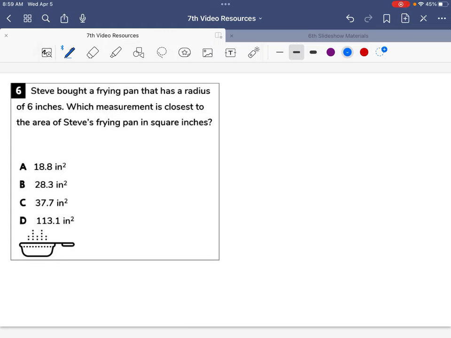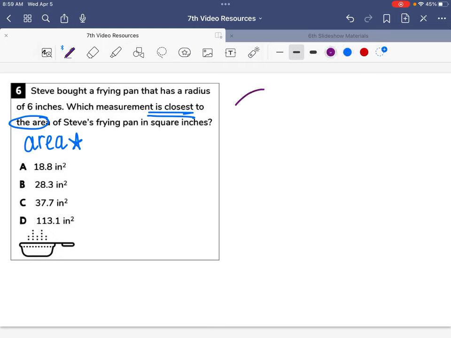Steve bought a frying pan that has a radius of 6 inches. Which measurement is closest to the area of Steve's frying pan? So if I'm looking for closest, that means I'm estimating. And they're asking me for area. So this is important. I need to write area because that makes a difference on what kind of formula I'm going to use. But I also see there's not really a picture or a representation for me to maybe annotate on, so I can draw one.